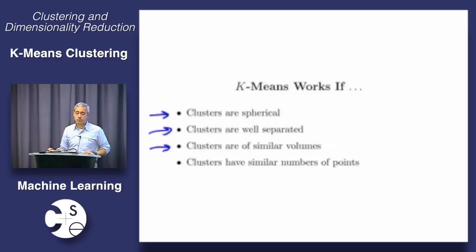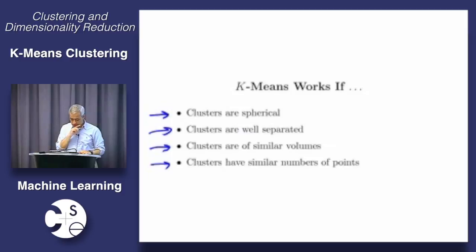K-means often runs into trouble if one cluster is all bunched up here and then another one is very widely distributed. And finally, it works well if the clusters have similar numbers of points. Notice that this is different from volume, because you could have larger or smaller, higher or lower density. But if one cluster has 10 data points and another one has 1 million, this is going to be trouble. So first let's see why these things are the case, and then let's see what we can do about them.